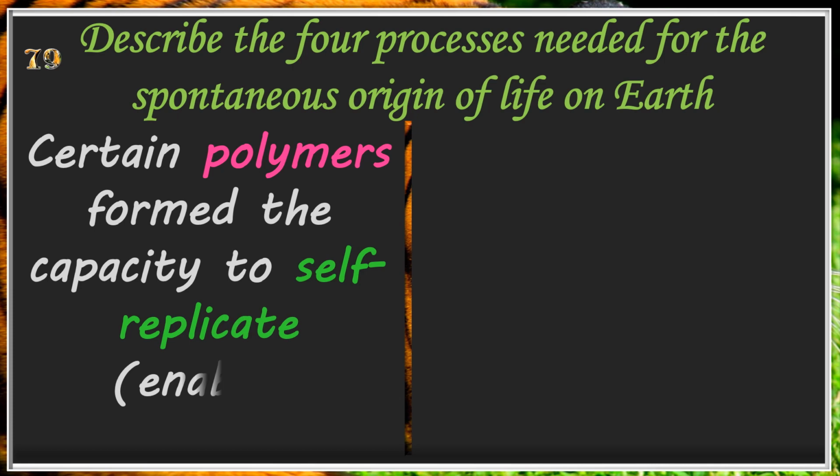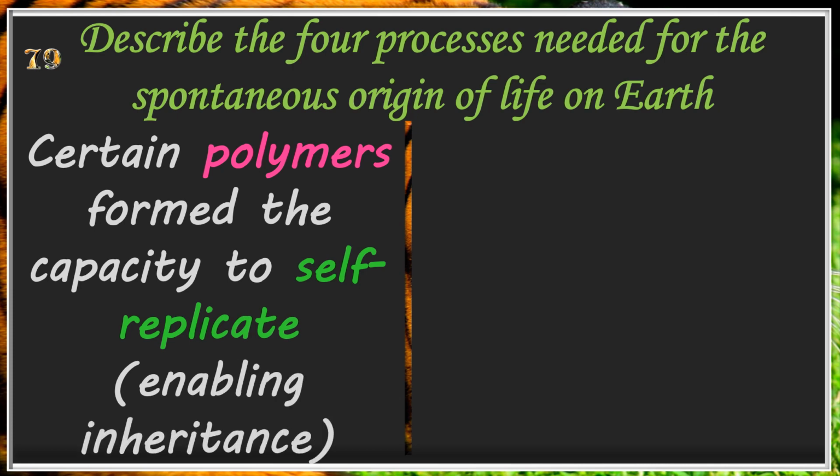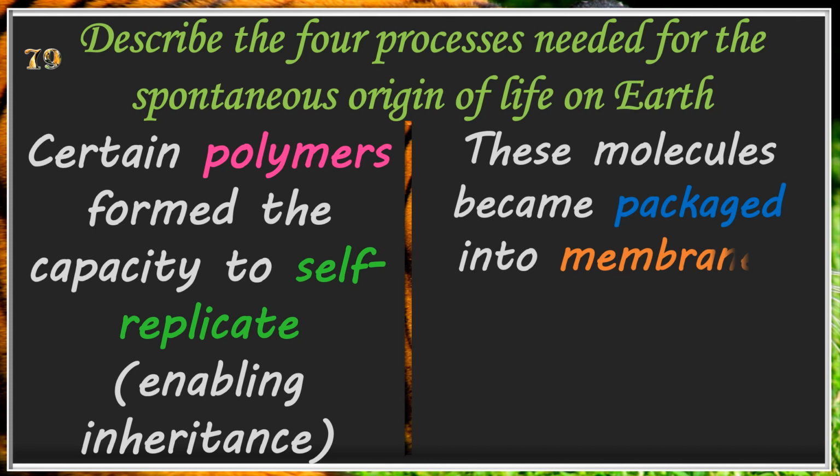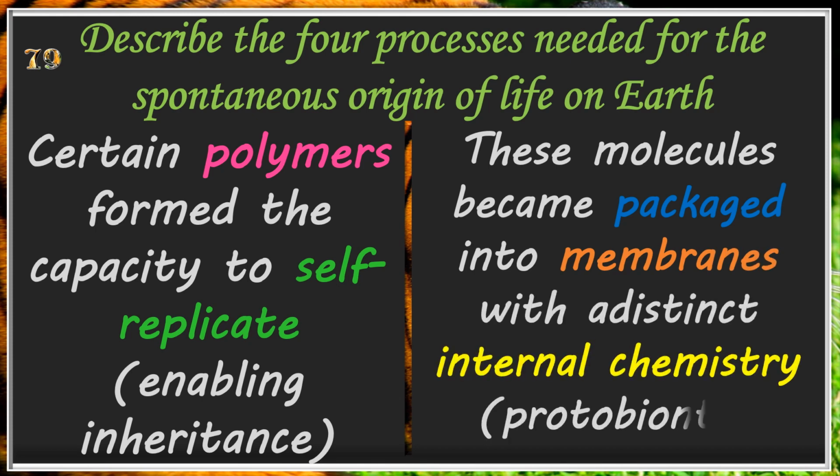Certain polymers formed the capacity to self-replicate, that is, enabling inheritance. These molecules became packed into membranes with a distinct internal chemistry, or what we refer to as protobionts.